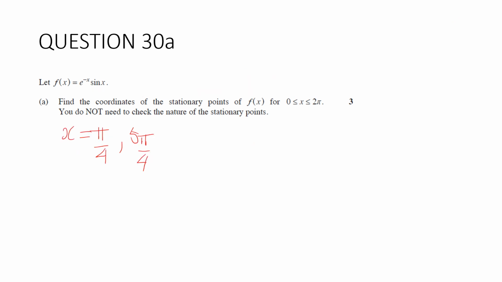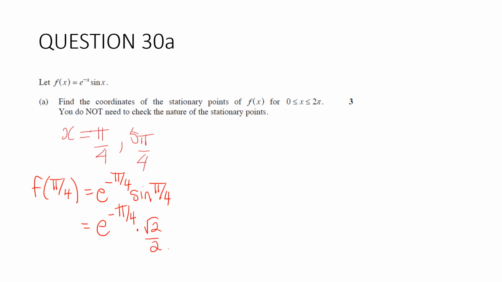But it's pretty easy. We're just going to substitute them both back into the curve. So let's start with f of pi on 4, which is equal to e to the negative pi on 4 times sine pi on 4. Now, I'm going to leave e to the negative pi on 4 alone. Sine pi on 4 is 1 on root 2. Actually, I think I'll do root 2 on 2. So we've got 1 point is going to be pi on 4, root 2 on 2 e to the negative pi on 4.